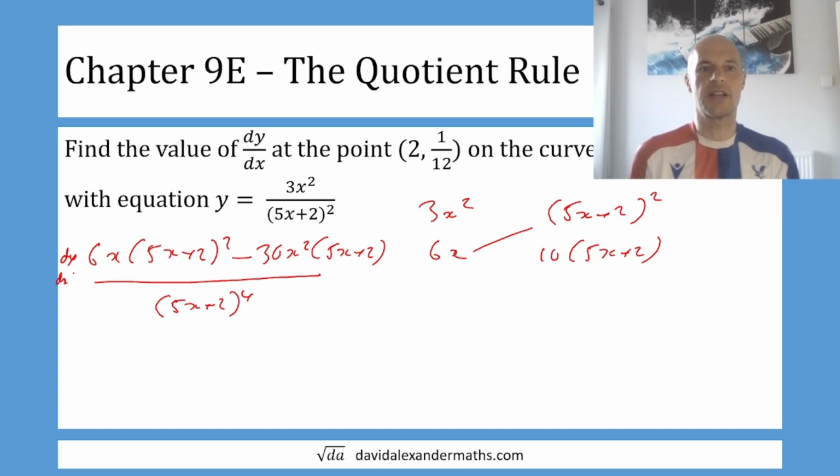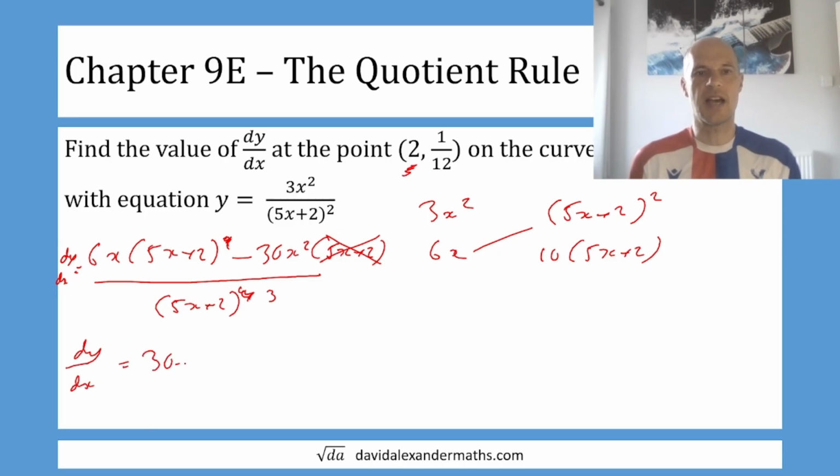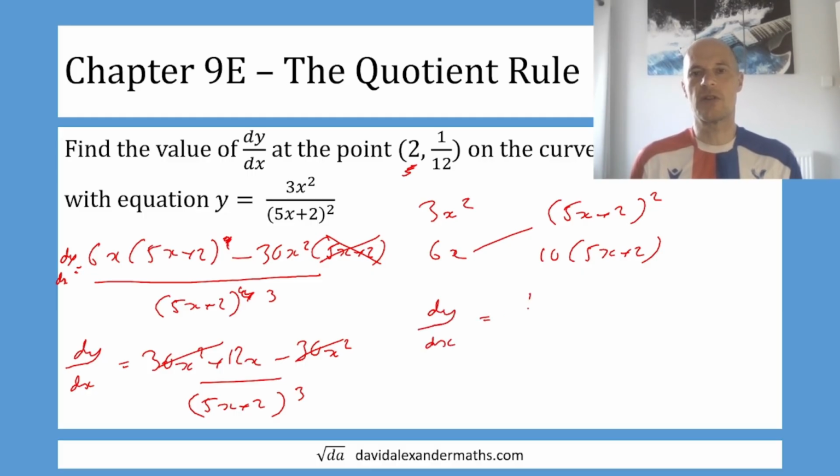So this is my dy by dx, and I can just substitute in 2. The y coordinate's not really particularly useful here, but rather than substitute it in multiple places, maybe I can simplify by dividing through by a 5x plus 2. That's simplified it a little bit. And if I expand the top, my dy by dx will be 30x squared plus 12x, take away 30x squared, which is nice, that's just a 12x, all over 5x plus 2 cubed. Okay, so let's write this a bit more neatly. Dy by dx is 12x over 5x plus 2 cubed.